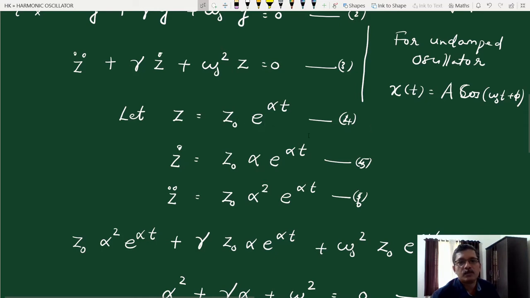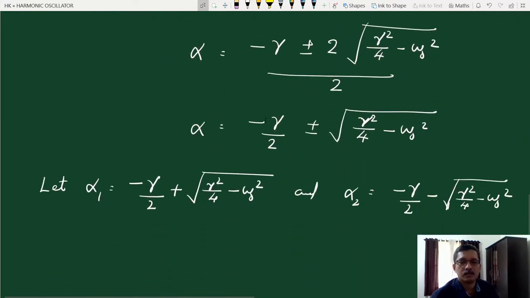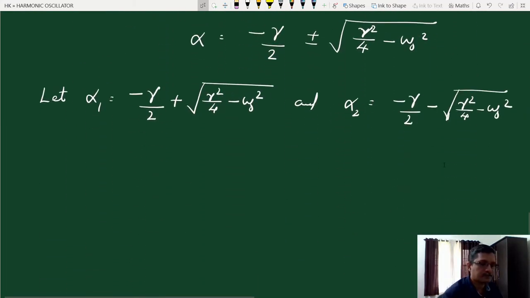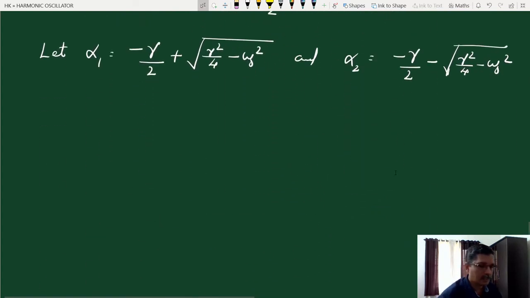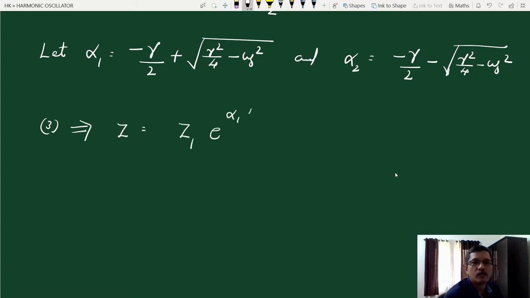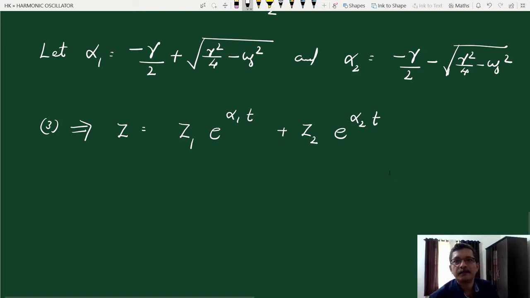So the complete solution now is, one solution can be e raised to alpha 1t, another solution can be e raised to alpha 2t. So a general solution is a linear combination of e raised to alpha 1t and e raised to alpha 2t. So the solution of equation 3 I can write as z is equal to some z1 e raised to alpha 1t plus some z2 e raised to alpha 2t, where the values of alpha 1 and alpha 2 are given here.